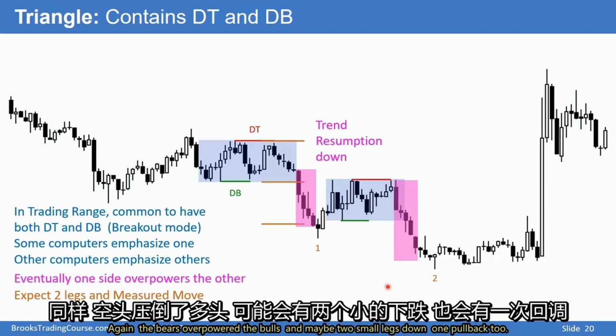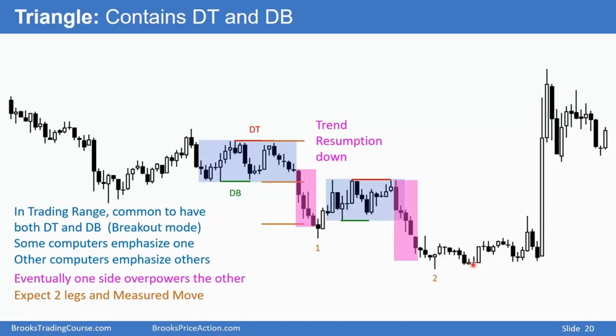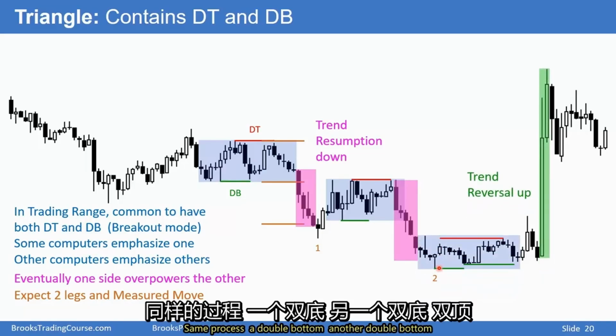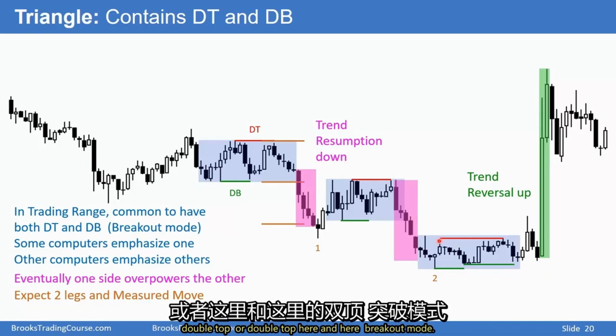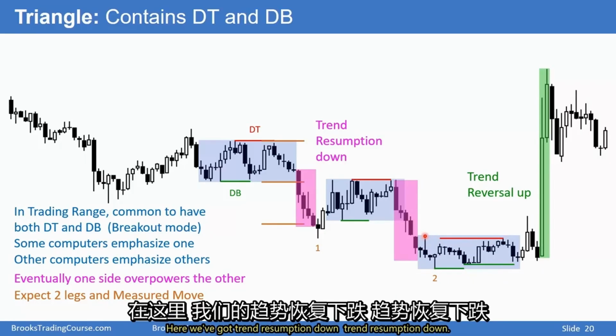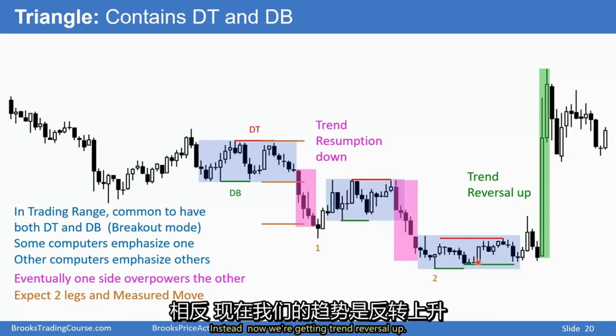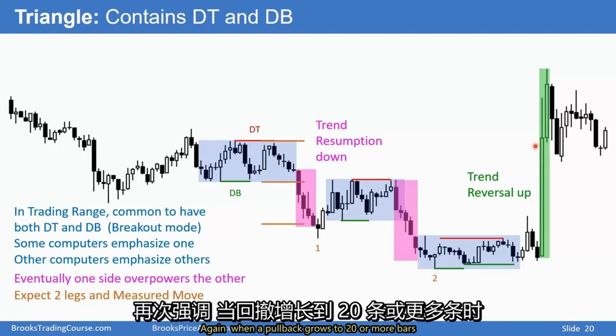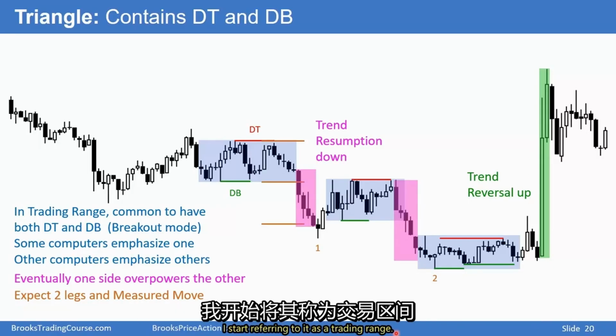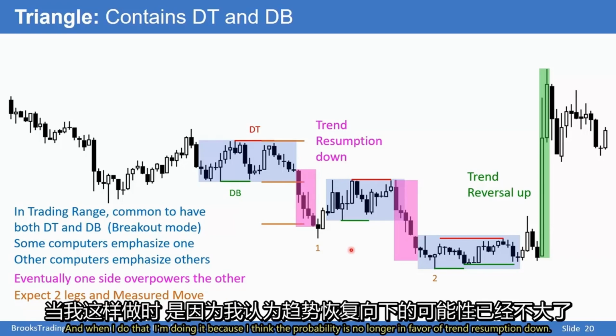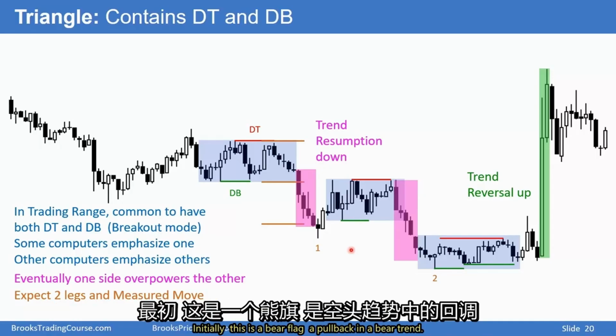Again, the bears overpowered the bulls, and maybe two small legs down, one pullback, two. Same process, a double bottom, another double bottom, double top, or double top here and here, breakout mode. Here we got trend resumption down, trend resumption down. Instead, now we're getting trend reversal up. Again, when a pullback grows to 20 or more bars, I start referring to it as a trading range. And when I do that, I'm doing it because I think the probability is no longer in favor of trend resumption down. Initially, this is a bear flag, a pullback in a bear trend.